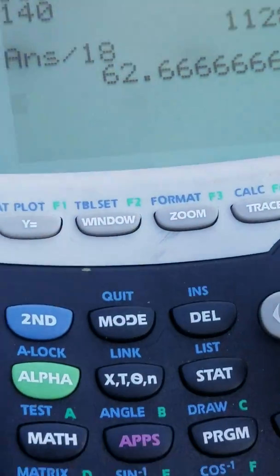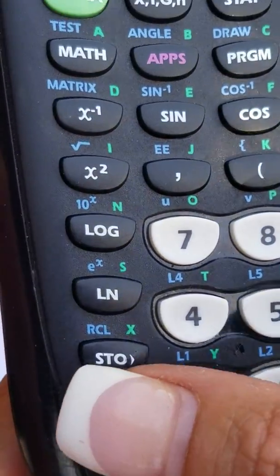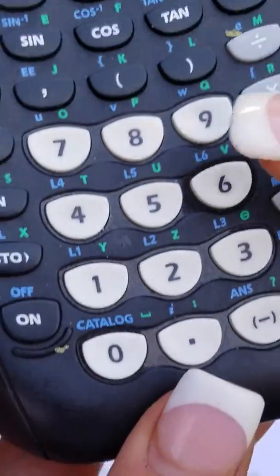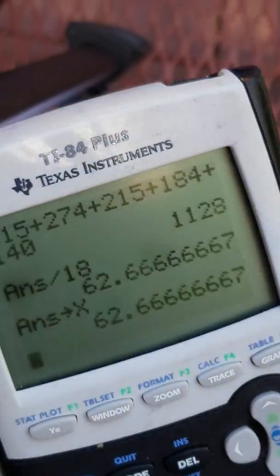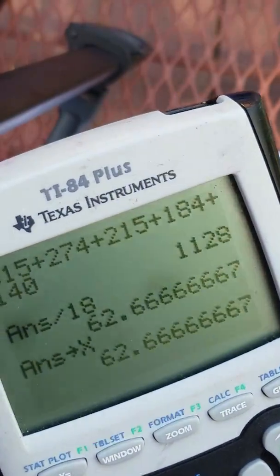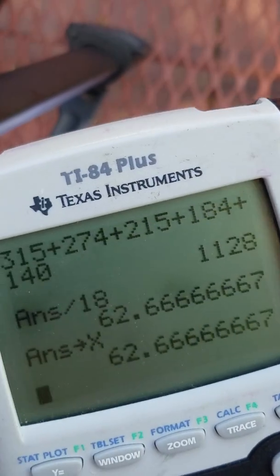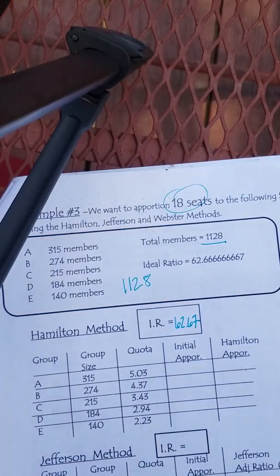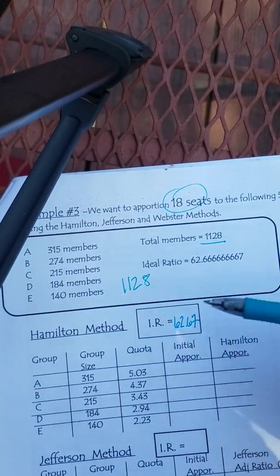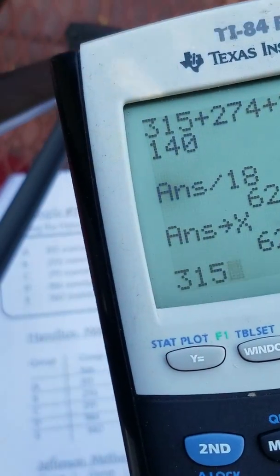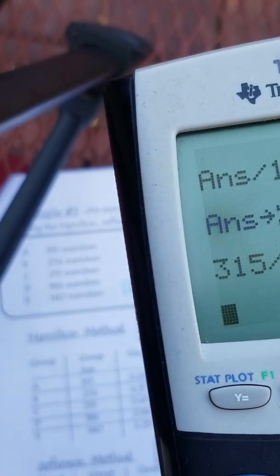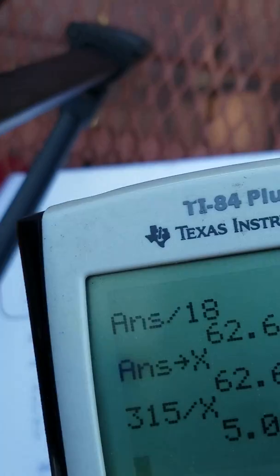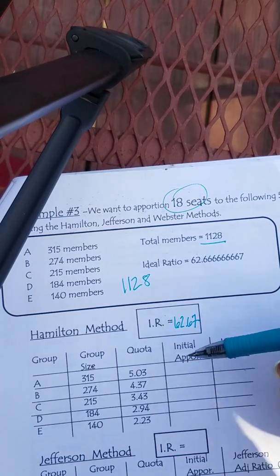Now, if you remember what I showed you yesterday, let's store that in our calculator. So I'm going to press store, and then I'm going to press X right there. And then if I just press enter, you see that it stores that value in X. So now when I have to find the quota and divide by the ideal ratio, all I'll do is hit divided by X. All right, so I'll just show you that it works. So they take 315 divided by X, and their quota is 5.02, and it rounds up to 5.03. So you can see that we got the right quota on that one right there.